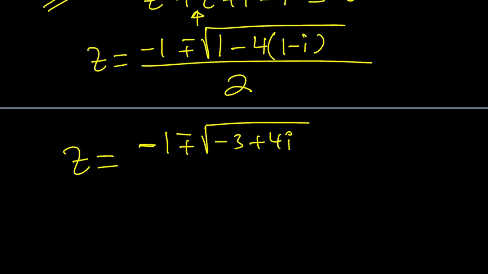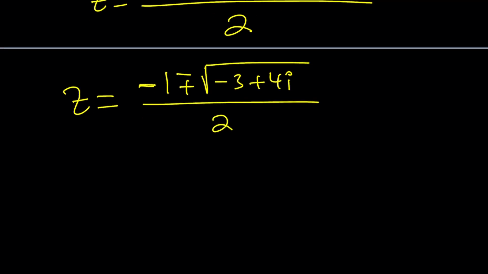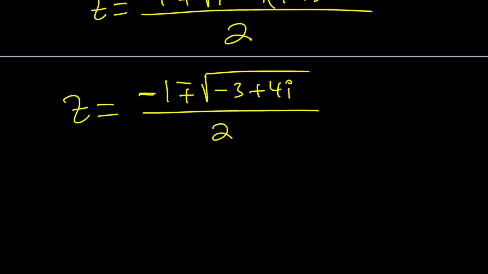Does that number look familiar? I hope it does, because we're going to write this in different ways. We're going to be using different methods, like I said earlier. So the question is maybe the $1,000,000 question, maybe $500,000, I don't know. What is the square root of negative 3 plus 4i?